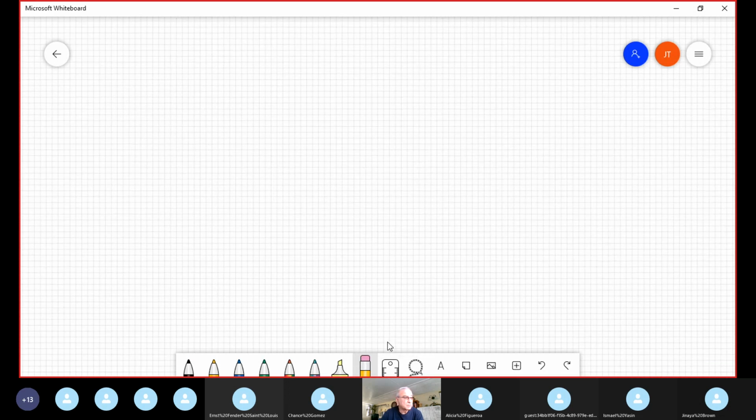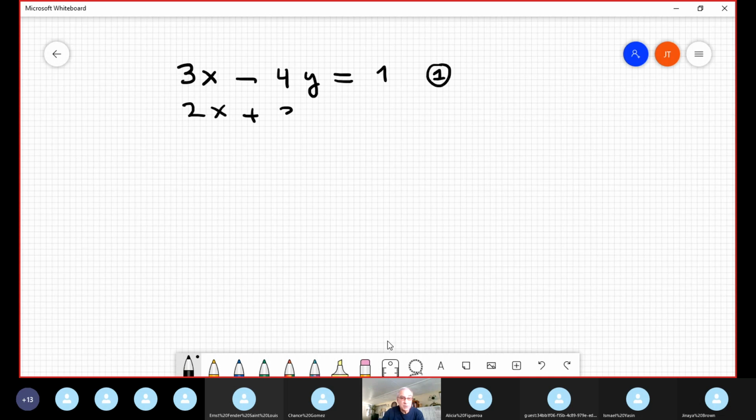Therefore, I recommend the elimination method. The elimination method is more powerful, it applies in more than 2 dimensions. I want to explain one elementary example of elimination. This is my first equation, 2x plus 3y equal 12. This is equation 2. This is the system.